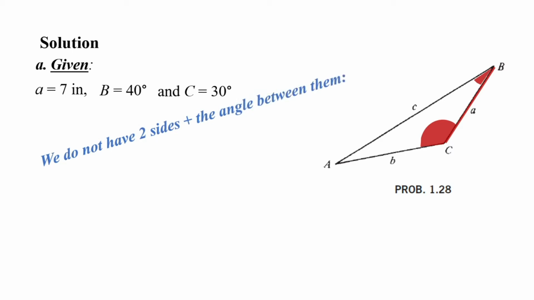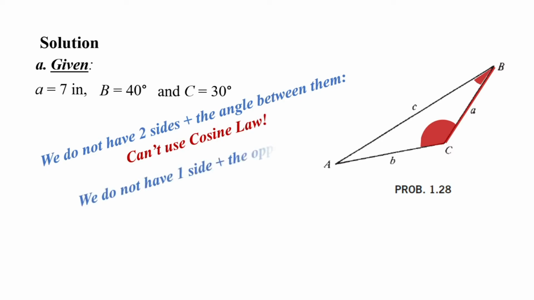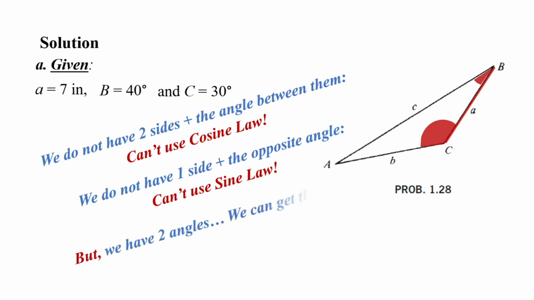Now we notice we do not have 2 sides and the angle between them, which is the condition to use cosine law. Okay? And we do not have 1 side and the angle opposite to it, which is the condition for sine law. But since we have 2 angles, we should be able to compute the third one, which will help us use sine law. So that will be the strategy. Let's start the solution.